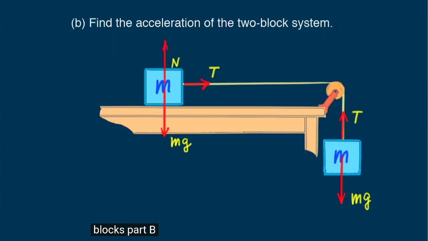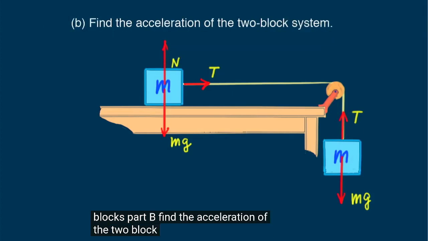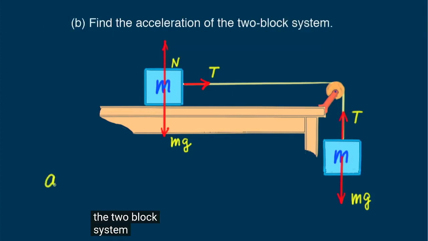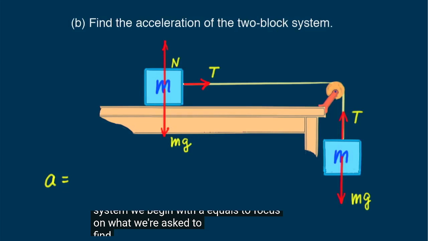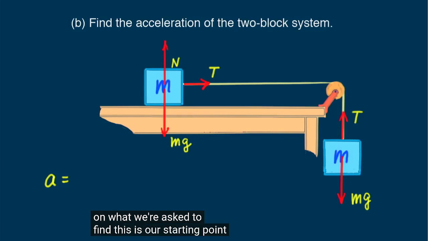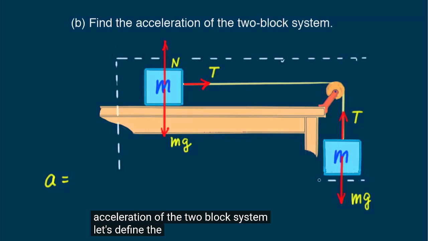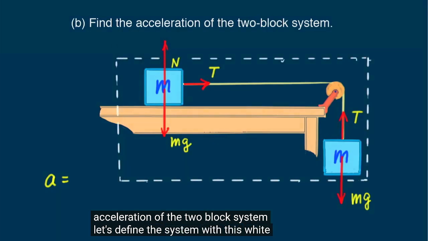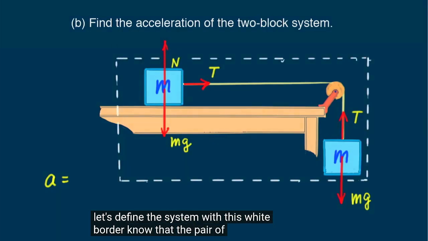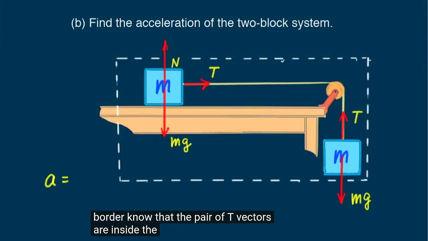Part B. Find the acceleration of the two-block system. We begin with a = to focus on what we're asked to find. This is our starting point to finding a solution. Since we're looking for the acceleration of the two-block system, let's define the system with this white border. Note that the pair of T vectors are inside the border.